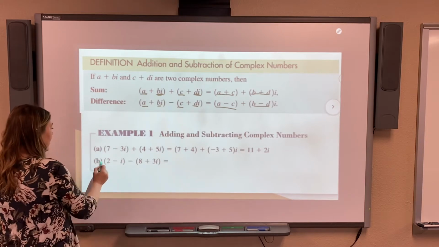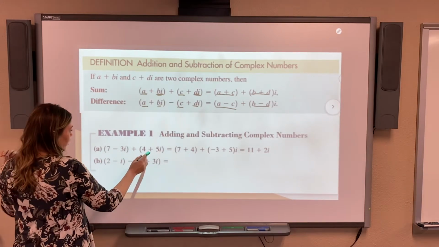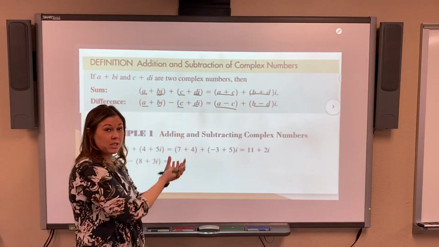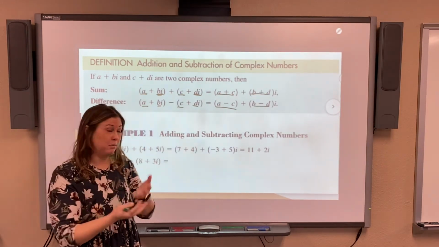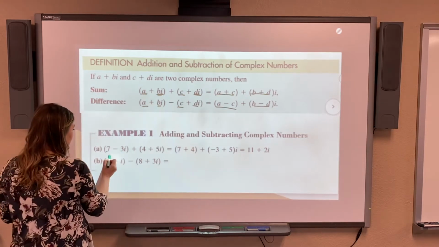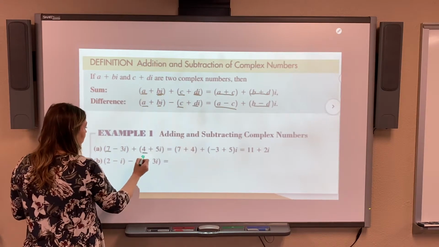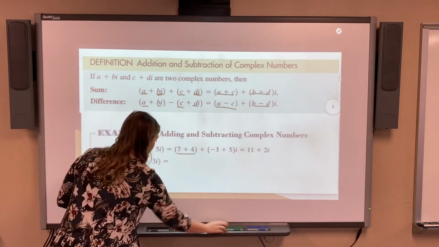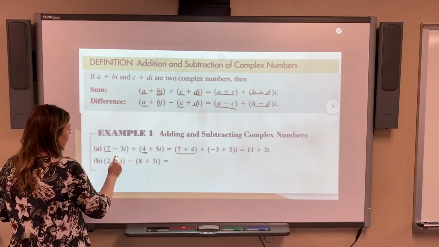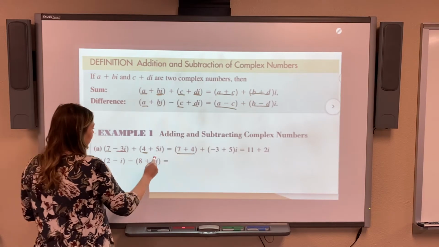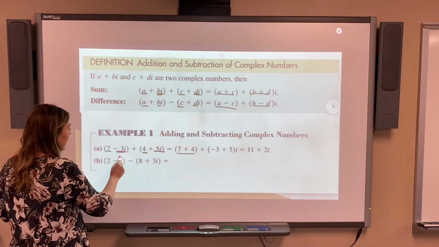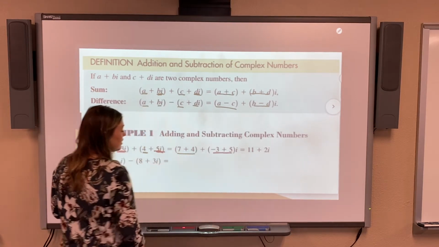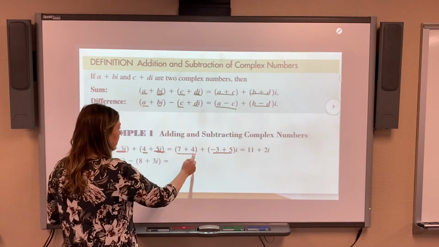So we have 7 minus 3i plus 4 plus 5i. We can combine your like terms. Your real numbers can combine, your imaginary numbers can combine. For our real numbers, we have a 7, and we're going to be adding it to a 4. So what they did is they put 7 plus 4. Then for our imaginary numbers, we have -3i plus 5i. Well, we can combine those coefficients, those b's, -3 plus 5, to go in front of i. So 7 plus 4 is 11.